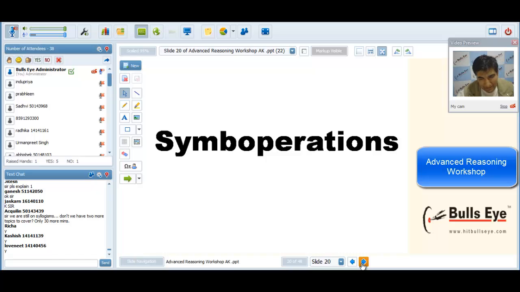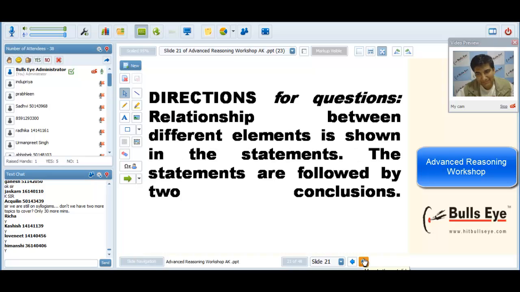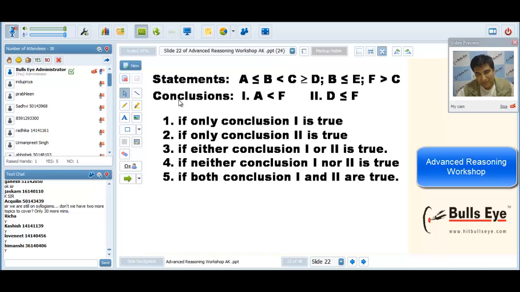Now people, we have the next topic, sim operations. So we are provided with the relationship between different elements in the statements, and they are followed with two conclusions. So now the statements are these, and we have some conclusions. You have the choices also. Just go through it for 2 minutes, then we'll discuss.